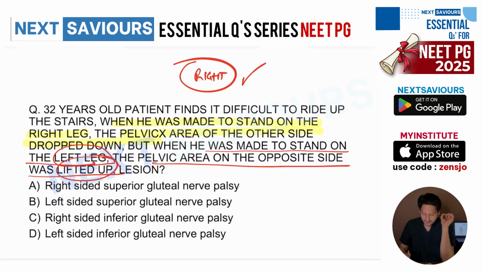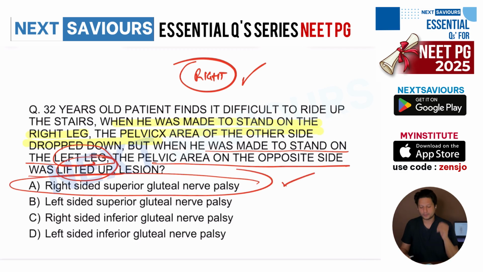Point number two is what is the nerve which is likely to be injured. And you know, the two muscles which are responsible for the abductor mechanism of the hip joint are the gluteus medius and minimus. And both of them are supplied by the superior gluteal nerve. So the answer for that question is right-sided superior gluteal nerve palsy. So the first point in a Trendelenburg type of question is always the side determination, that is, which side is affected.